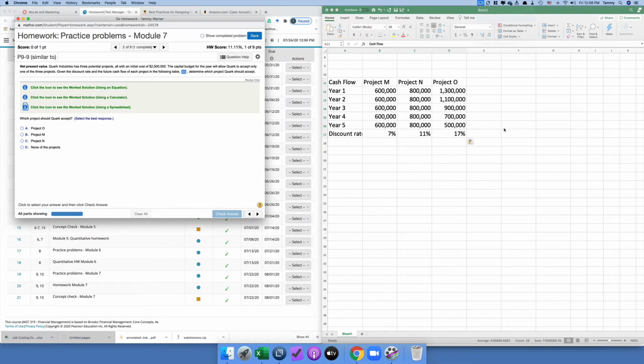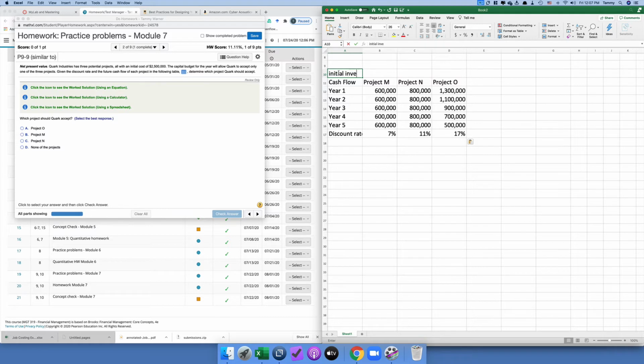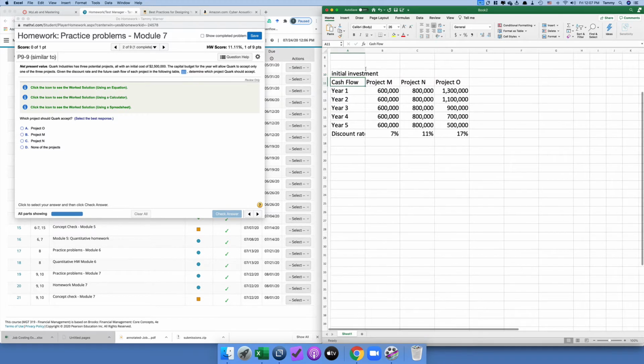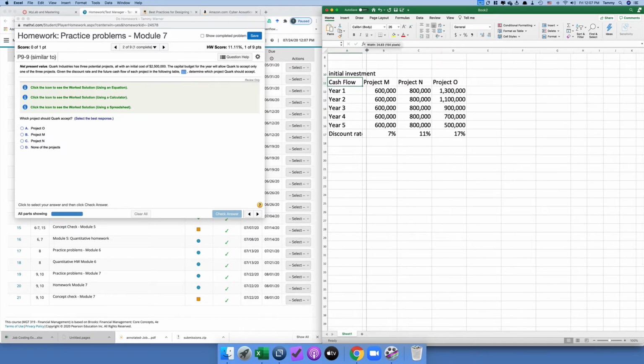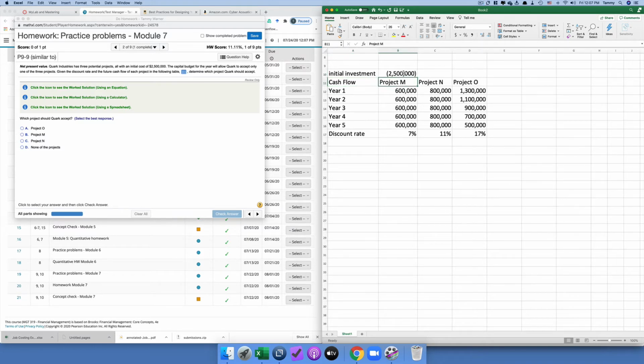Okay, the next one is one of those practice problems that become more and more complicated as far as what information is given in the paragraph, right? So right now we are given the initial investment of $2,500. So let's go ahead and put that up top. I'm sorry, not 2,500, 2.5 million.